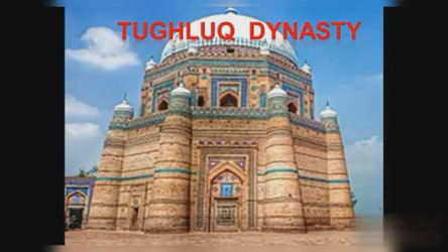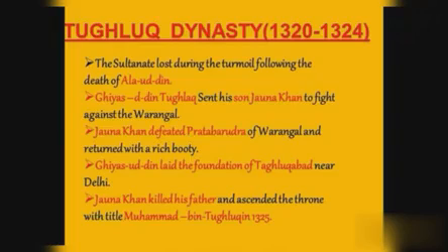Tughlaq dynasty, from 1320 to 1414. Ghiyasuddin Tughlaq, 1320 to 1324. One of the major tasks of Ghiyasuddin as the Sultan was to recover the territories that the Sultanate had lost after the death of Alauddin. Ghiyasuddin Tughlaq sent his son Juna Khan to fight against Warangal. Juna Khan defeated Prataparudra of Warangal and returned with a rich booty. With this looted wealth, Ghiyasuddin Tughlaq laid the foundation of the city of Tughlaqabad near Delhi.